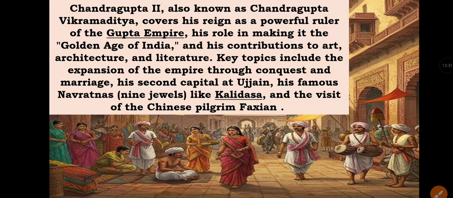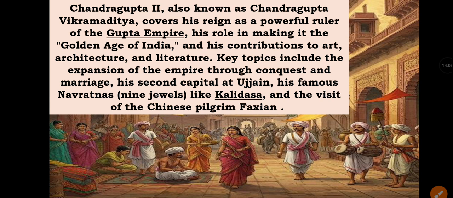Chandragupta II, also known as Chandragupta Vikramaditya or only Vikramaditya, covers his reign as a powerful ruler of the Gupta Empire. His role in making it the golden age of India and his contribution to art, architecture and literature. Key topics include the expansion of the empire through conquest and marriage, his second capital Ujjain, his famous Navaratnas, the nine jewels like Kalidasa, and the visit of the Chinese pilgrim.